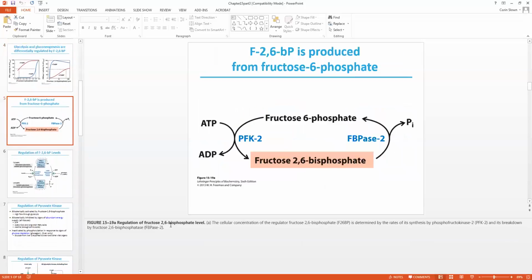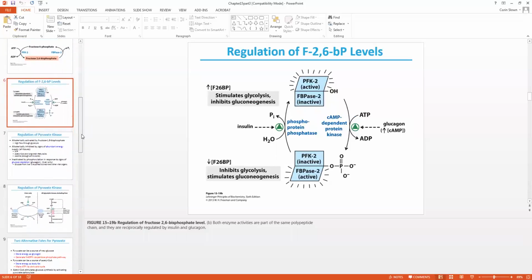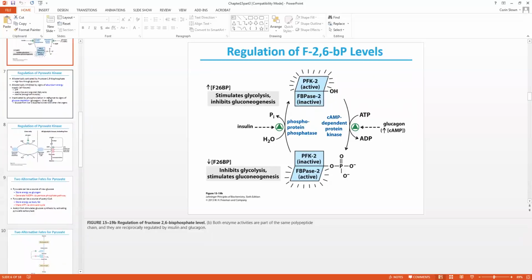We can actually see that here. This is the impact of the hydrolysis of ATP and the production of fructose 2,6-bisphosphate. So if I'm looking at regulation of fructose 2,6-bisphosphate, I can see here that my concentration stimulates glycolysis and can inhibit gluconeogenesis. If my concentration of fructose 2,6-bisphosphate goes down, that inhibits glycolysis and stimulates gluconeogenesis.